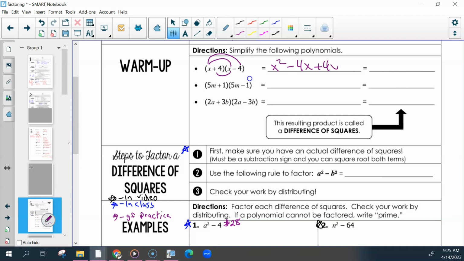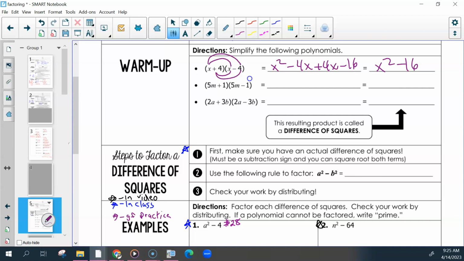Positive 4x. And then multiply the last terms together, 4 and negative 4. And then we could combine our like terms. There are only two, the middle two. What happened to those two? They do cancel. So as they cancel, we'll get something that's called a difference of squares.